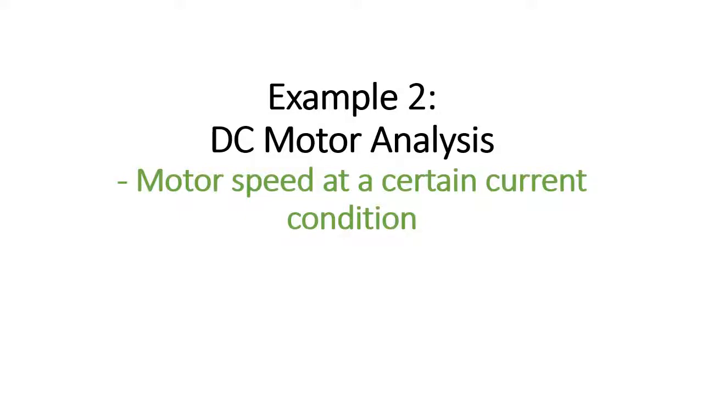Okay, we're going to continue to the next video for the DC motor analysis example 2. In this example 2, we are going to calculate the motor speed at a certain current condition. If you haven't watched the first video, please watch the DC motor analysis example 1, then continue to watch this video.